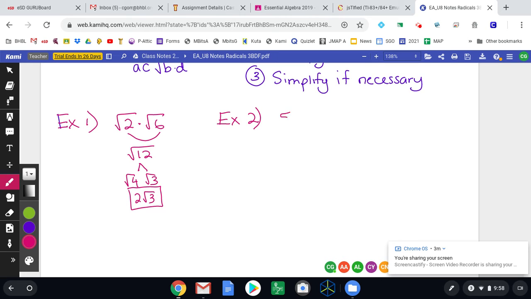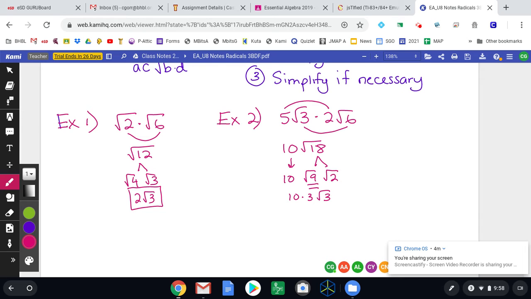Let's say I have 5 radical 3 times 2 radical 6. So multiply the outside by the outside, inside by the inside. 5 times 2 is going to give me 10. 3 times 6 is going to give me 18. So now I've got to break down radical 18. My 10 comes down with it. That's going to give me a 9 and a 2. That one's perfect. So 10 times 3 radical 2. So now this is a 30 radical 2.